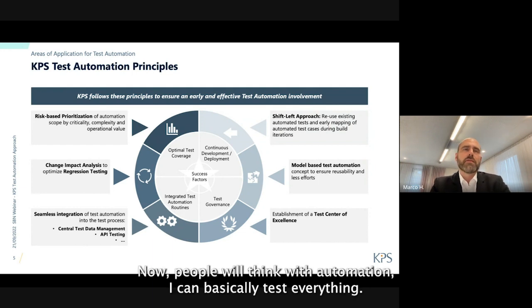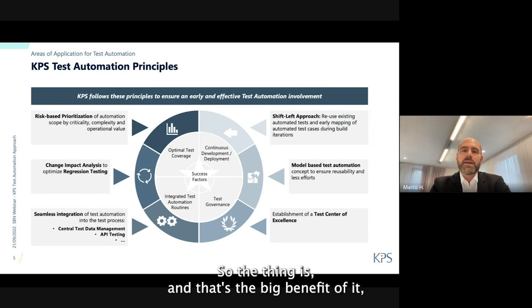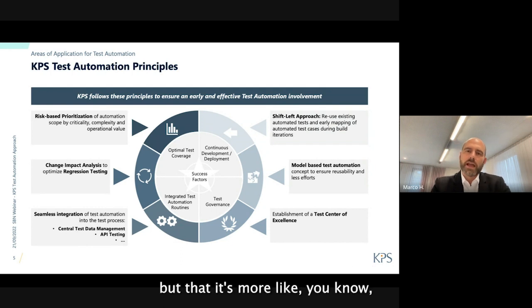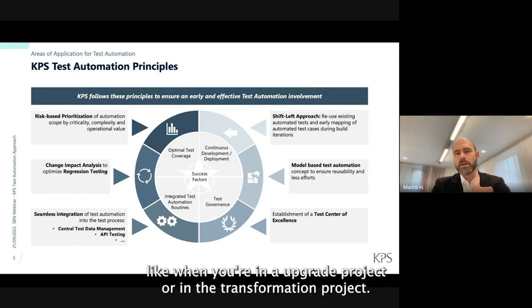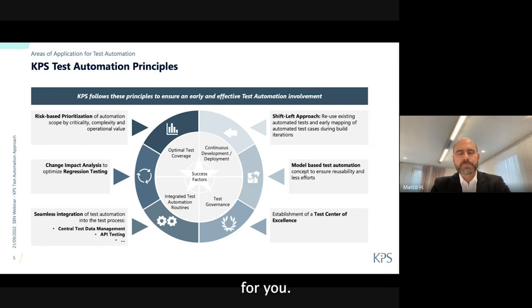Now, people would think with automation, I can basically test everything. Well, that's true, but that's also effort, right? So the thing is, and that's the big benefit of it, you can analyze what's impacted, and then you would just test that. But that is more like, when you're in a run organization, so you wouldn't use that in a project, like when you're in an upgrade project or in a transformation project. So that's something that needs a little bit more maturity for you.